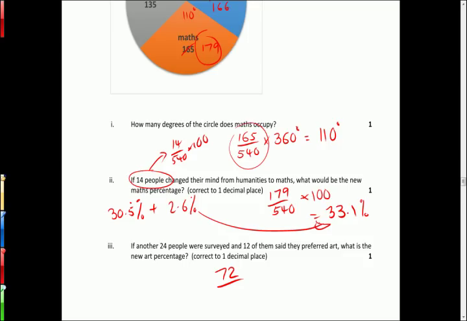Only 12 added to the art number of 60, but 24 people have been added to the total. So instead of 540, it's now 564. And times by 100 to turn the fraction into a percent. 72 divided by 564, times by 100. So it gives me 12.76, so that's 12.8%, rounded to one decimal place.